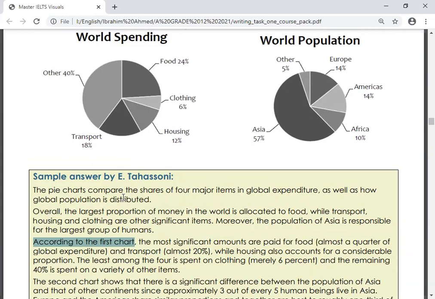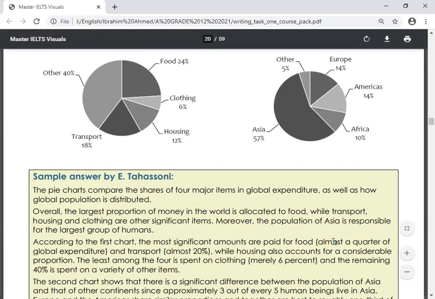The most significant amounts are paid for food. And we need numbers here. Almost a quarter of global expenditure, between brackets. It's a good technique to use brackets in IELTS academic writing. Okay? We can delete the brackets and say "with": The most significant amounts are paid for food with almost a quarter of global expenditure.